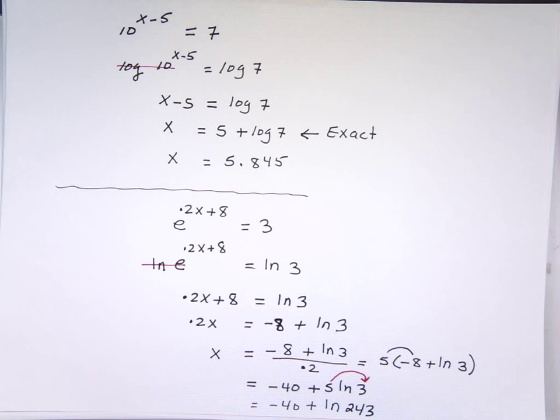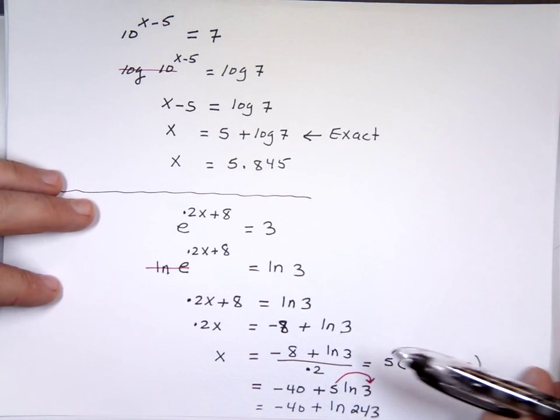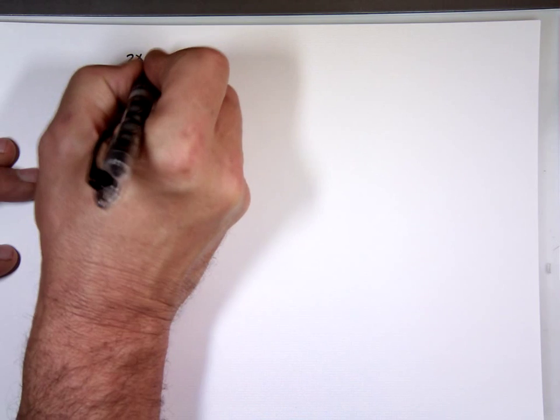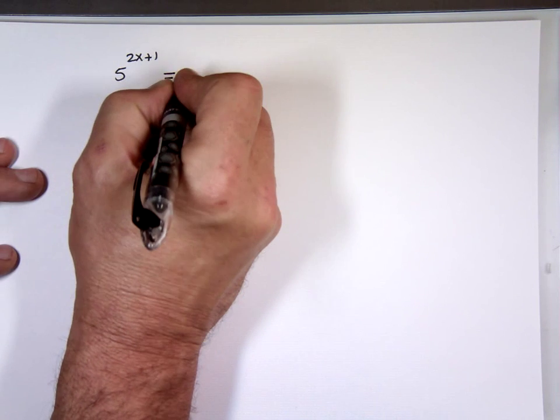Now the question is, okay, what about if it's not 10 or e? Now you got 6, you got a 5. Then we're in trouble. Not really. So what do I do now if it's 6 to a power, 5 to a power? Here we go. Let's make one. 5 to the power of 2x plus 1 equals 25.